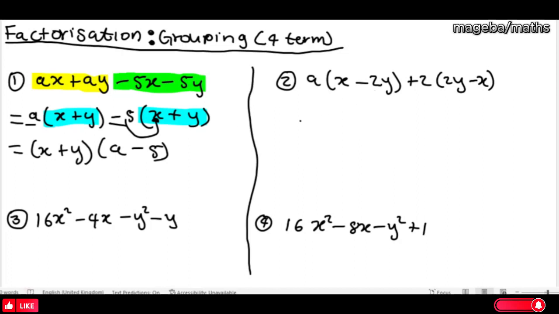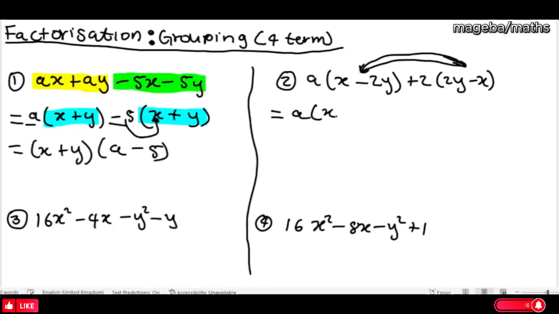Now let's go to the second one. This one is easy because they have already taken the common factor, which is 2. But what I need to do here is to try by all means to make these two the same. They look like they are the same, but they are not. You see this x minus 2y, and this is 2y minus x. So there is something I have to do to make these two the same.